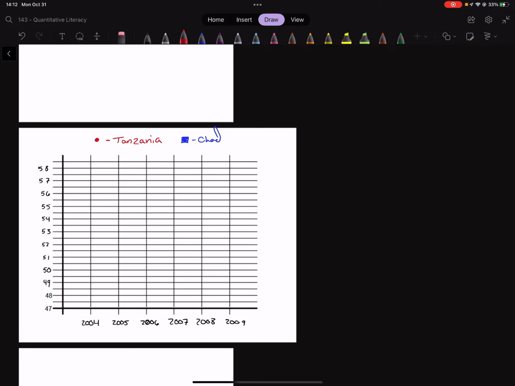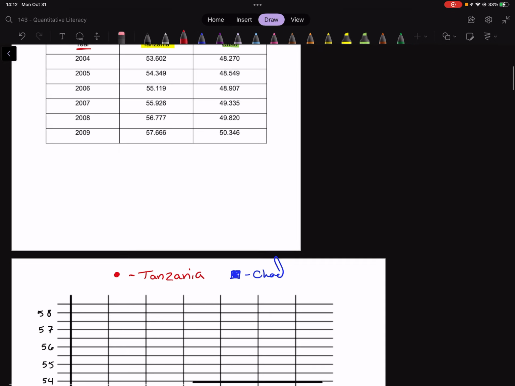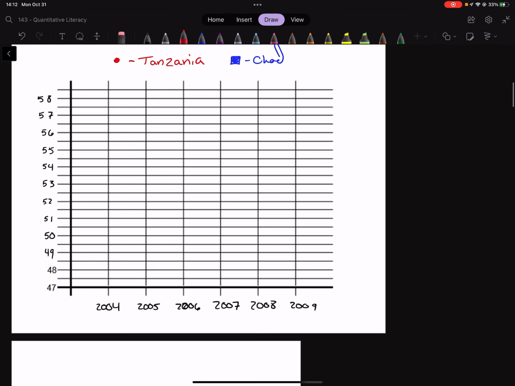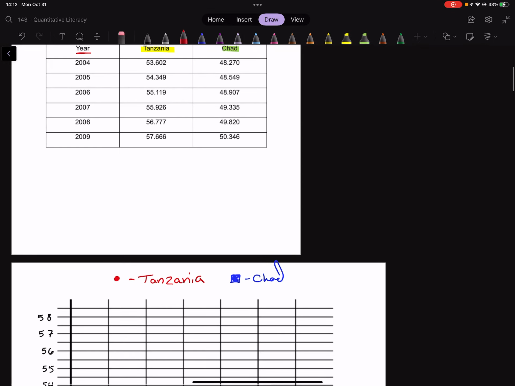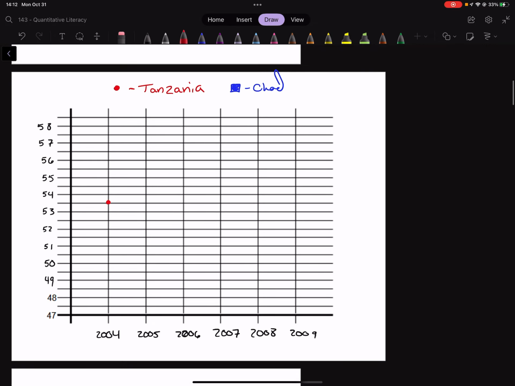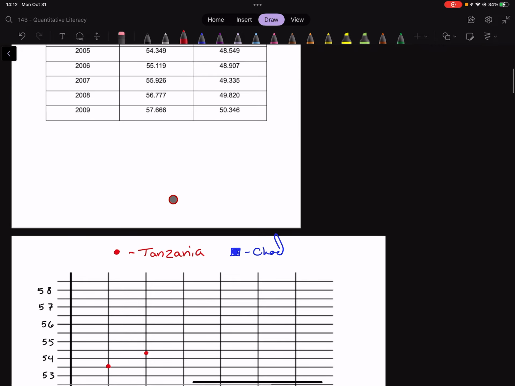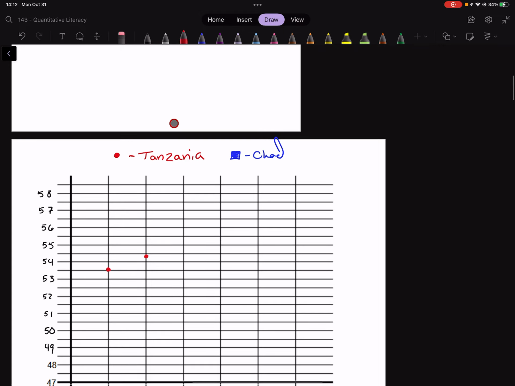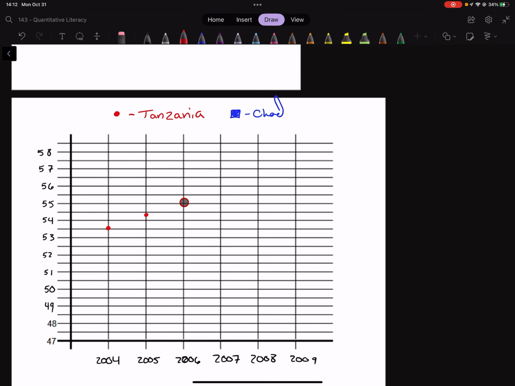We have Tanzania on the left, so I'll just plot Tanzania first. In 2004, Tanzania had a life expectancy of 53.6. So if I come down here, 53.6 is going to be somewhere in the middle. I'm just going to put it right there. Then Tanzania moved up to 54.349, so that's in 2005. So 54.39 is going to be probably somewhere in here. And again, we won't be super spot on with these, but your best guess is going to be good enough. Then 55.119 for 2006, so that's right in there.